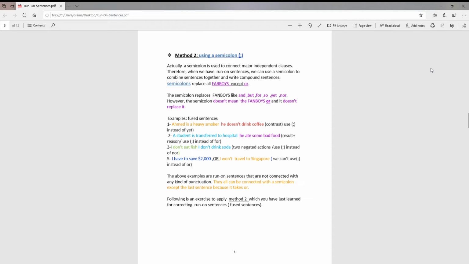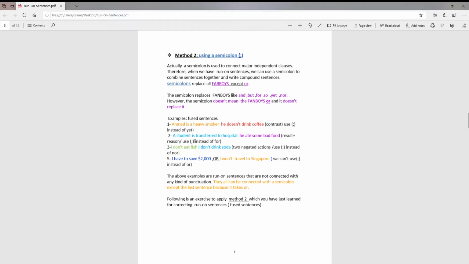1. Ahmad is a heavy smoker. He doesn't drink coffee. As you see, we have contrast. These two sentences can be joined together using "yet" or "but." And here we can use a semicolon instead. Okay? We move to the next one.